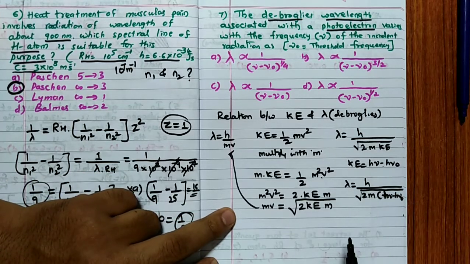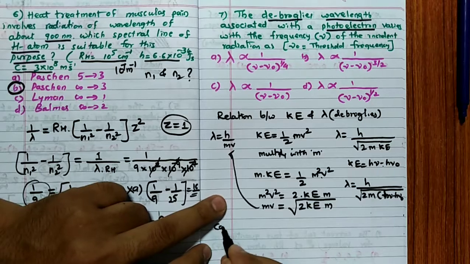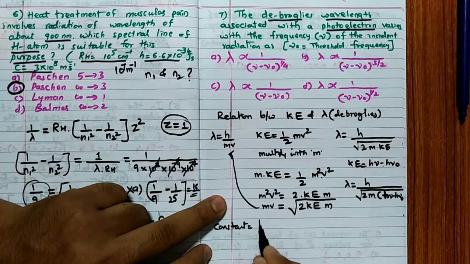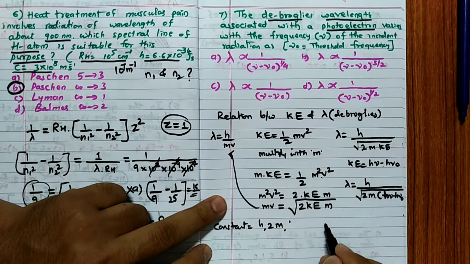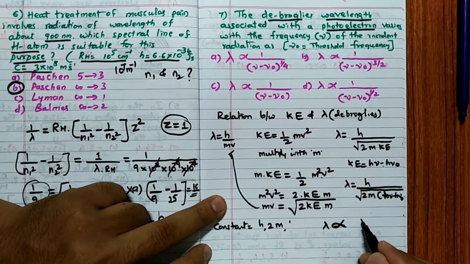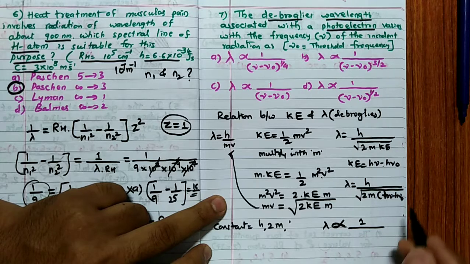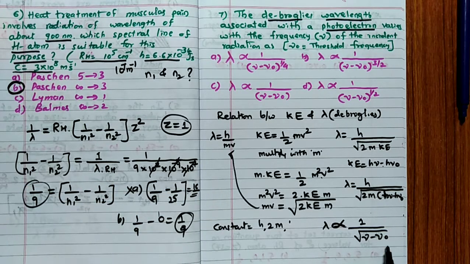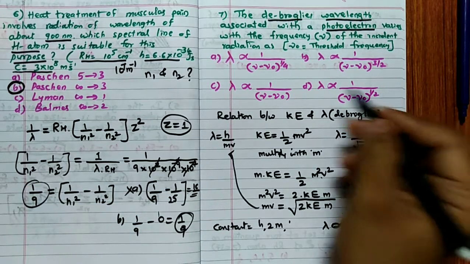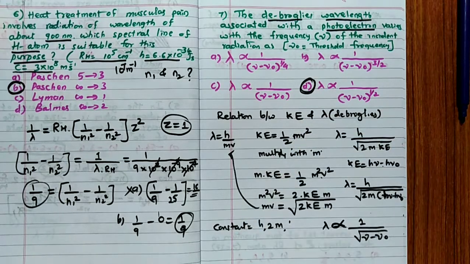Now what are all these constants? Remember, h is constant. See, h is constant, 2m is constant mass, then h on both sides is there, everything is constant. Then remaining is what? Lambda is proportional to 1 divided by root of nu minus nu naught, right? Root of nu minus nu naught is nothing but nu minus nu naught to the power half. So the answer for this question should be D. Like this we can solve this particular question.